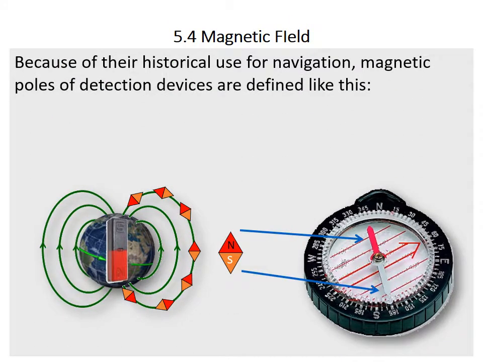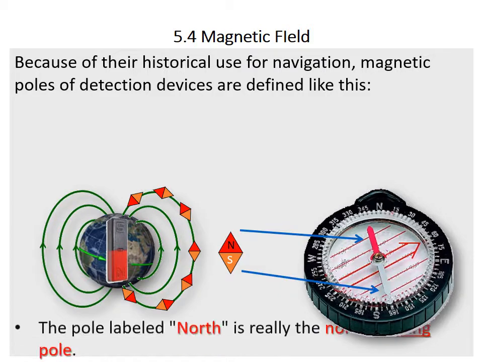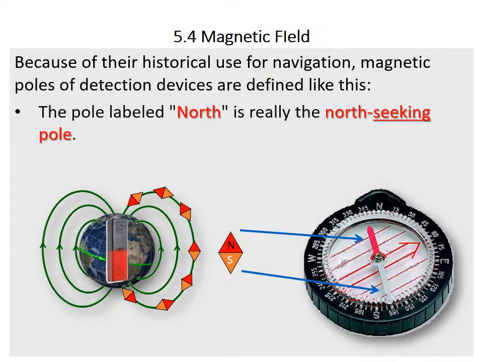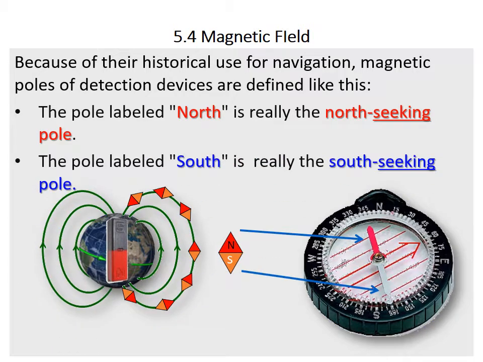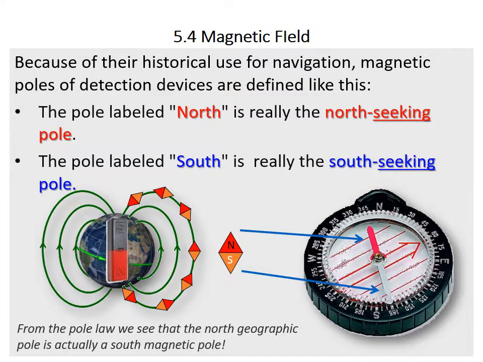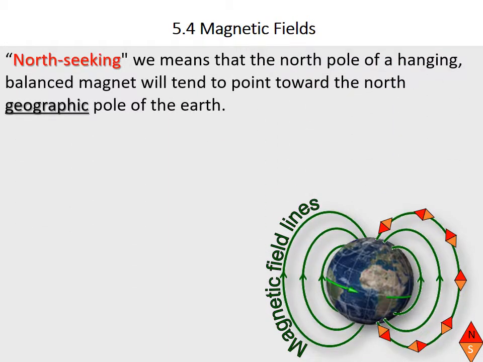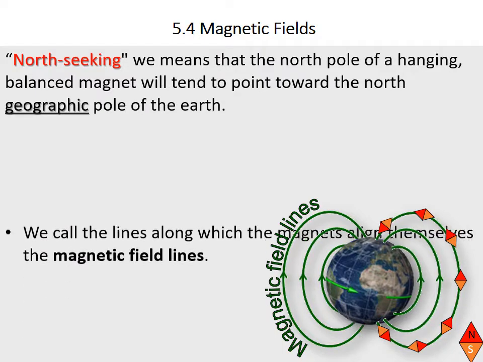Because of the historical use of compasses for navigation, magnetic poles of these devices are defined like this. The pole labeled north is really the north-seeking pole, and likewise the pole labeled south is really the south-seeking pole. So as it turns out from the pole law, the north geographic pole is actually a south magnetic pole. Isn't that interesting? So again, the north-seeking pole just means that the north pole of the hanging magnet in a compass points towards the north geographic pole of the Earth, which happens to be oriented south.